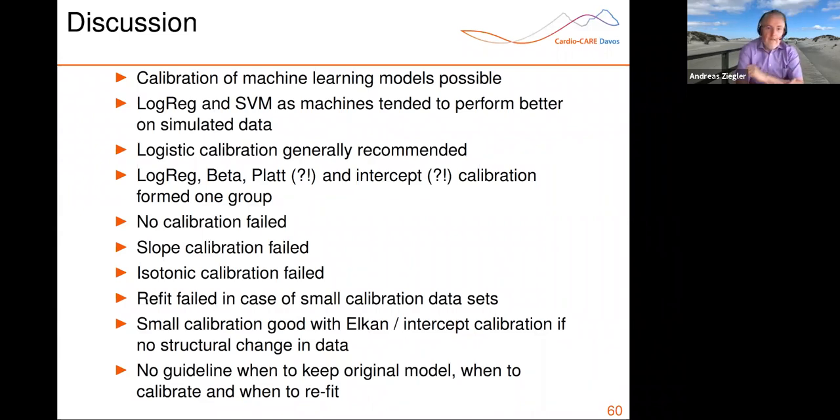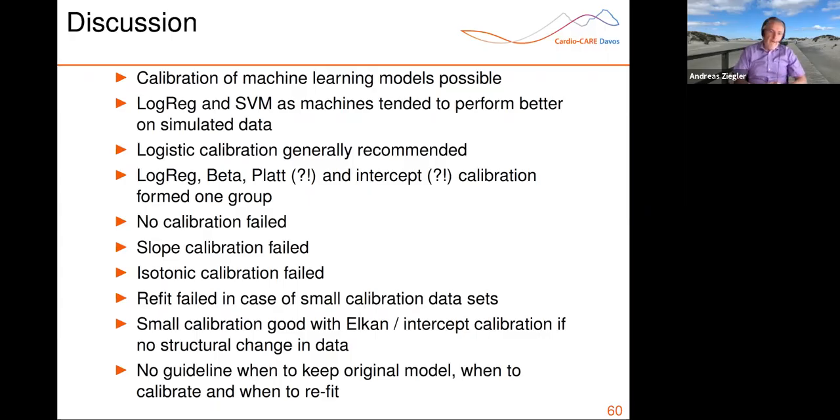Refit failed in case of small calibration data sets, and we did not investigate what happens if we have a smaller calibration data set at hand. If we have a small calibration data set at hand, then logistic regression and intercept calibration perform quite nicely if there's no structural change in the data.